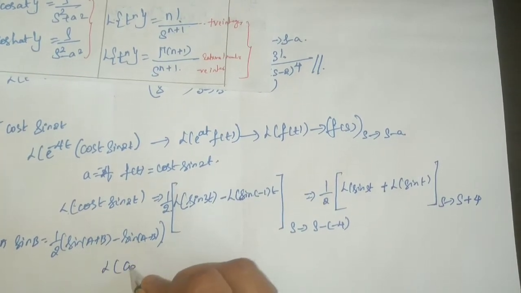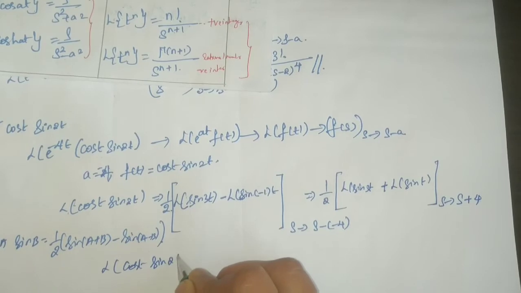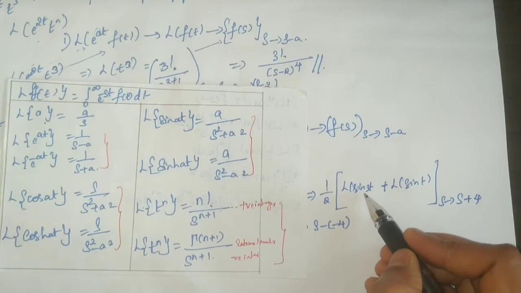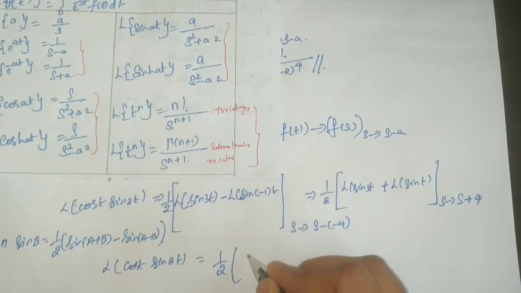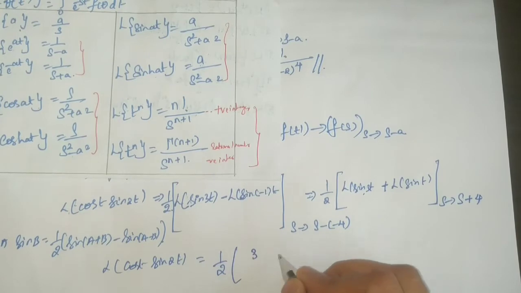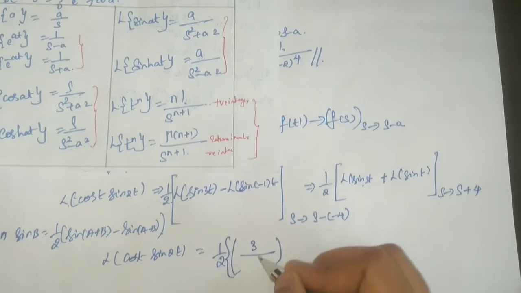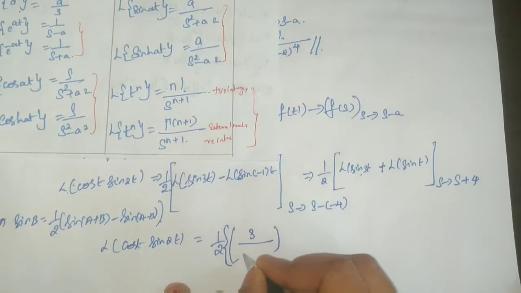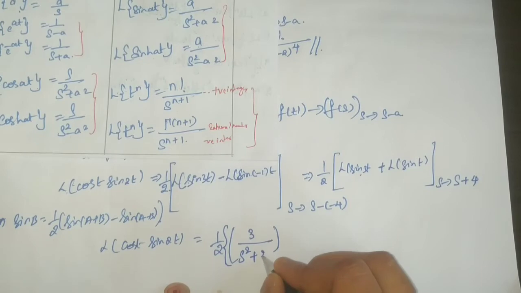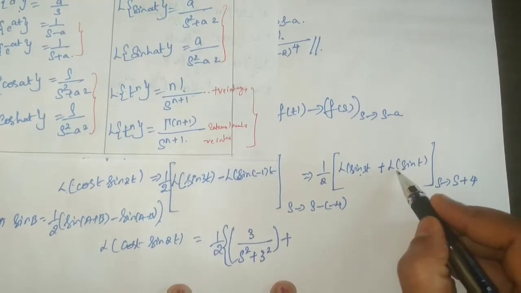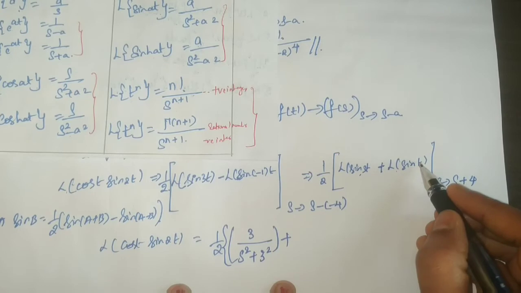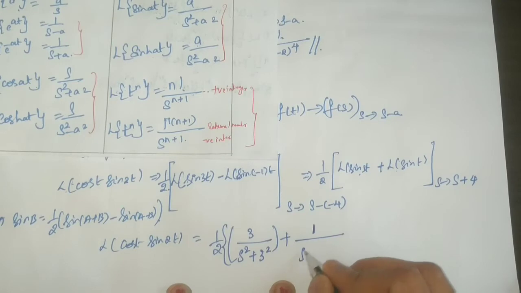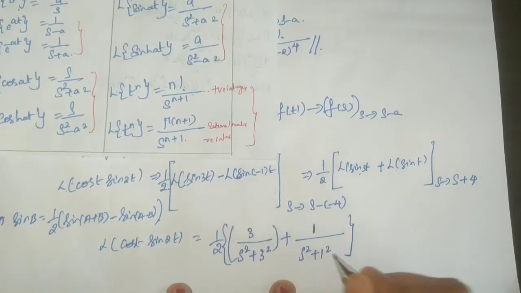So now we have the Laplace transform of cos t into sin 2t equal to 1 by 2. You can check the formula here. It is a sine function, so it will have a constant in the numerator. What is the a value here? It is 3 divided by, it is just sine; if it is hyperbolic, we will have a negative. So it's just sine, so it is s square plus 3 square, plus the Laplace transform of again sin t, but the a value is 1. Whenever sine comes, the numerator is the constant, that is a by s square plus 1 square.